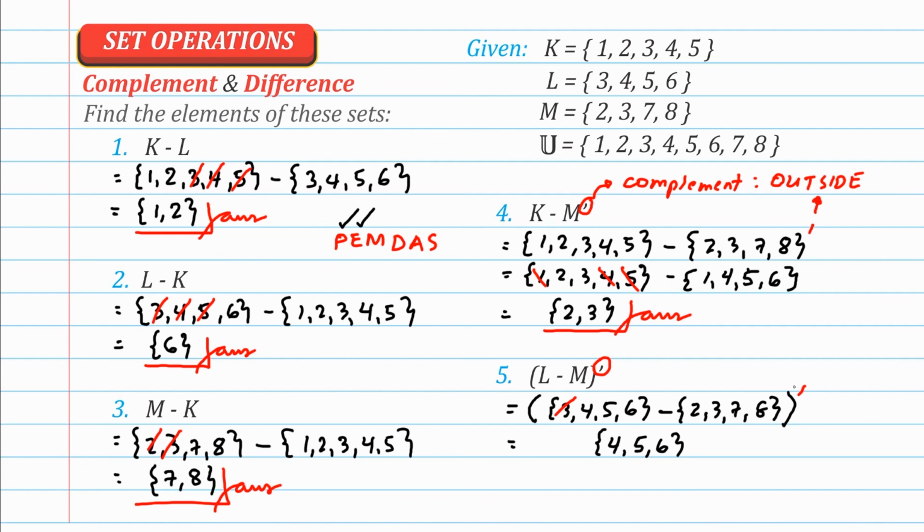Don't forget, meron pa tayong complement, meaning outside. Alin ba ang mga elements outside 4, 5, 6? Looking at our universal set, ano ba yon? So, we have 1, wala dito. It's outside. Next, 2, wala. 3, wala. 4 is there. 5 is there. 6 is there. 7, wala. 8, wala. Hanggang dun na lang because these are the elements lang ng universal set. Finally, we have this as the answer.